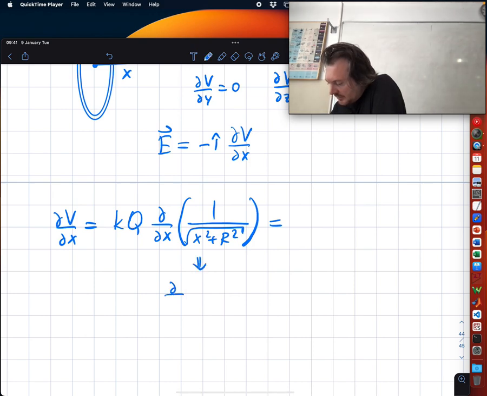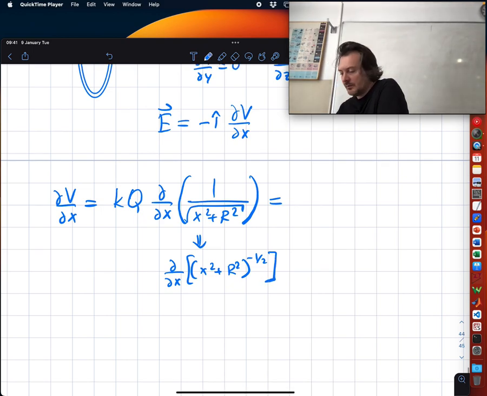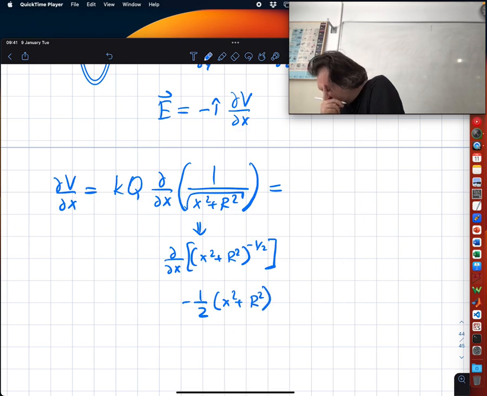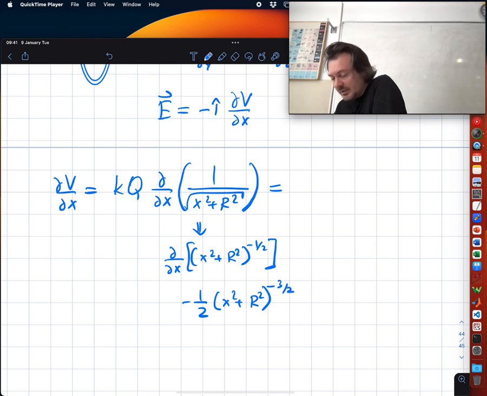This is basically del over del x of (x squared plus r squared) to the power of negative 1/2, right? So negative 1/2 comes in front, right? And then you have (x squared plus r squared) to the negative 3/2. Is that correct? Yes? And then multiplied by 2x. Very good.